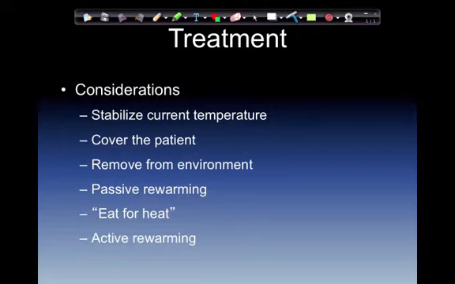In treatment, consideration should be made: stabilize the current temperature, remove all the wet clothing, cover the patient, and remove them from the environment, especially exposure to the wind. Passive rewarming: the patient's own heat is used to rewarm the patient, with wraps, shivering, etc. Eat for heat: provide simple carbohydrates to support shivering. Active rewarming is adding heat to the body.